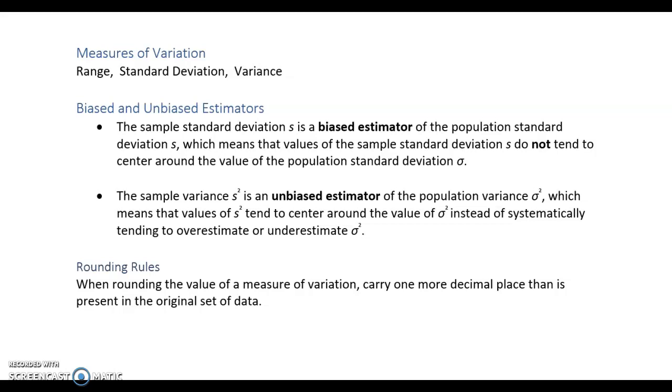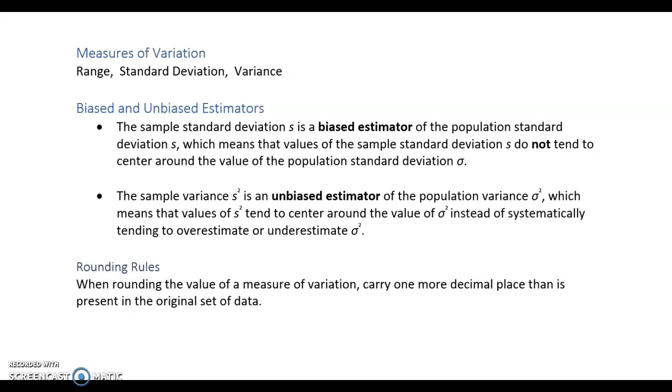On the other hand, the sample variance, which is S squared, is considered an unbiased estimator of the population variance, sigma squared, which means that the value of S squared tends to center around the value of sigma squared instead of systematically tending to overestimate or underestimate sigma squared. So we say that the sample variance targets the population variance.